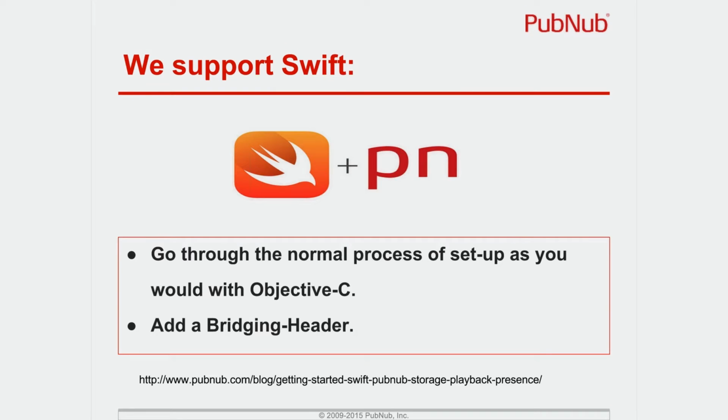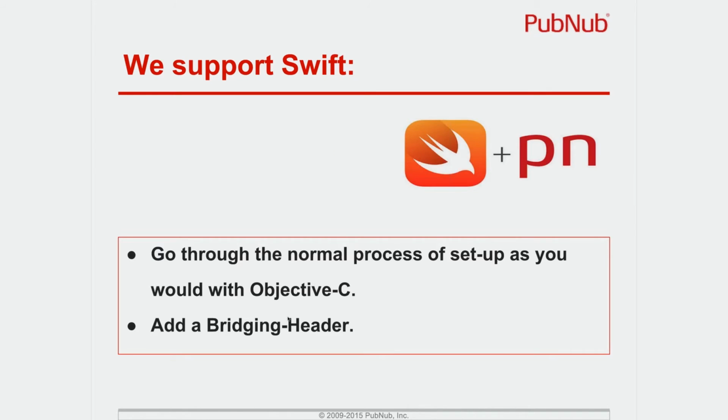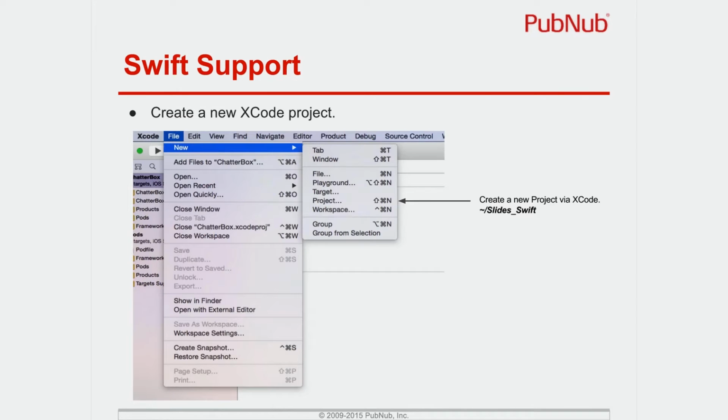So we support Swift. The process is very much the same. As I said, it's the same process that you're going to want to use to set up a normal Objective-C project, with the exception that you need to add a bridging header. And that's what we'll do here. And there is a tutorial on how to set this up at the link below, which was also sent in the email earlier. So, all right. So again, you're just going to want to make sure you have CocoaPods installed. Once you have CocoaPods installed, create your project.